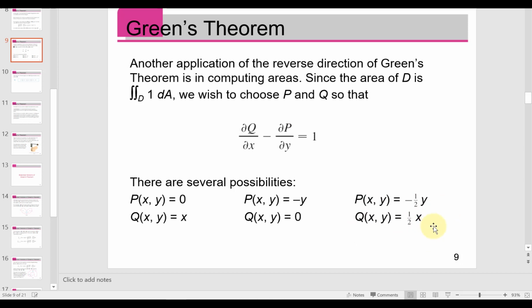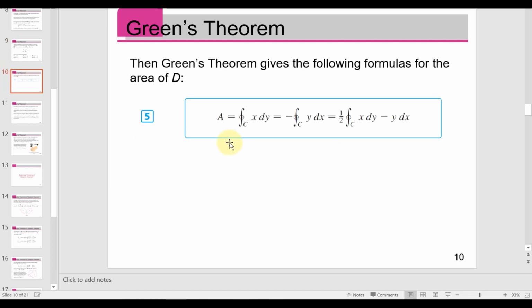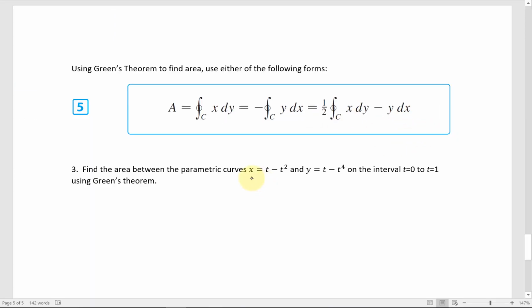And you can see that the derivative of q with respect to x would be 1/2, and the derivative of p with respect to y is negative 1/2, and so you do 1/2 minus negative 1/2, and you get 1, so that works. We could choose any one of these three options, and I'm using this last one. So I have x given here and y given here, and I'm going to use this form.